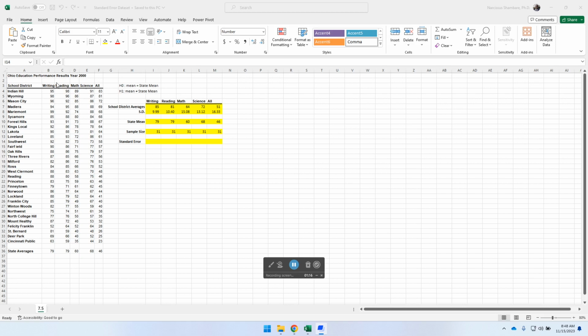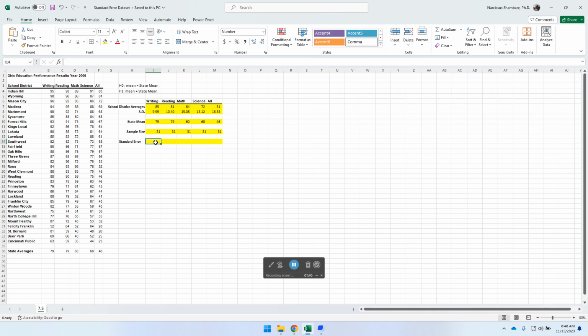education performance results. This is just a hypothetical sample that one can use, where we have school district averages of results performances, and then we've got the state averages. But here we just want to evaluate the standard error.